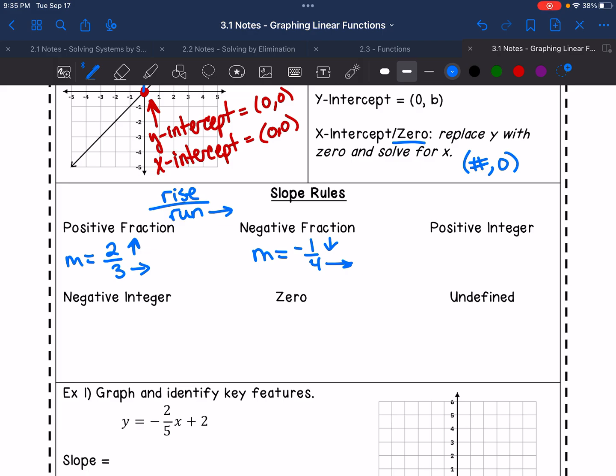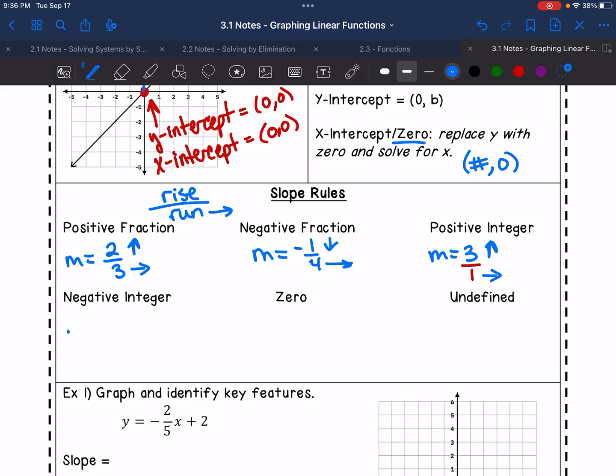Okay, so let's say you didn't get a fraction. Let's say you just got an integer. So let's say it was like m equals 3. Okay, what we're going to do is we are going to make this a fraction by putting a 1 underneath it. Okay, because 3 divided by 1 is still 3. And so since this is positive, that means we're going up by 3 and right by 1.